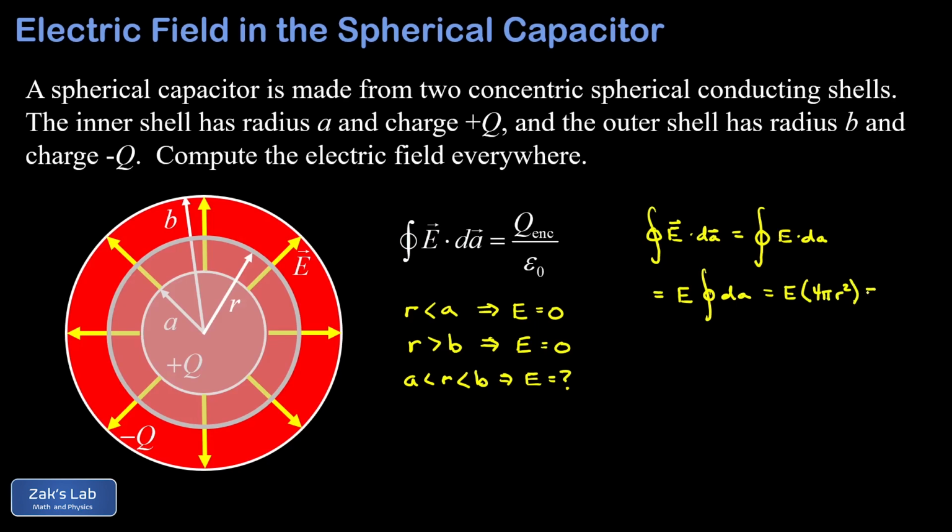Now this is going to be equal to the enclosed charge, which we called plus Q, divided by epsilon 0. Solving for E, we find that the electric field magnitude between these plates is Q over 4 pi epsilon 0 r squared. And we notice this turns out to be the same as the electric field of a point charge located at the center of the configuration. But keep in mind the difference here is that E is equal to 0 inside the inner shell, so when r is less than A, and outside the outer shell, so when r is greater than B.